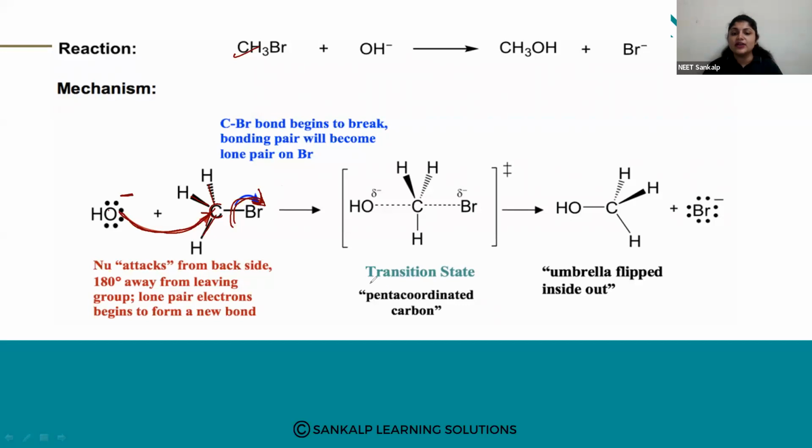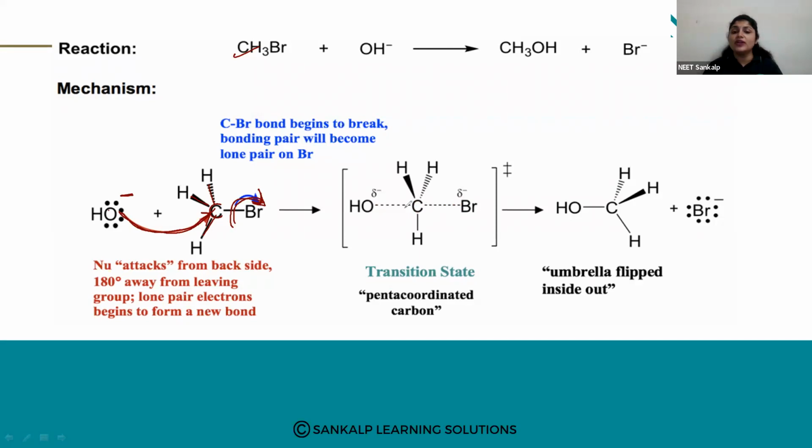You can see it is undergoing a transition state in which carbon is having 5 valency, which is unstable. So it is penta-coordinated carbon. Why penta-coordinated? Because it is bonded to 5 atoms, and which is unstable.